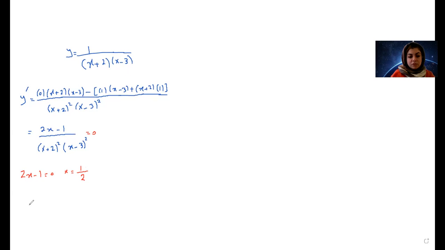Also, for the increasing and decreasing intervals, I'm just putting this 0 here, below the number line. Above 1/2, I can choose any point, like 1, and below that I put 0 as a test. If I put 1 here, your numerator is positive. Denominator is always positive, so it's going to be positive. If you put 0, the numerator is negative. Denominator is always positive. It's going to be negative. Positive is going to be negative. That means this is decreasing, and then here is increasing.